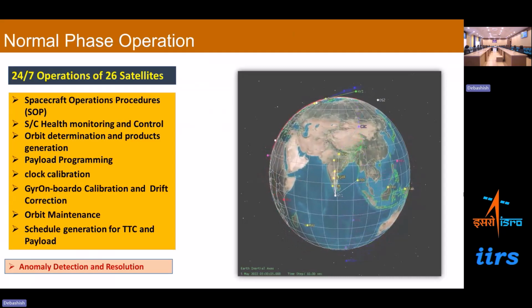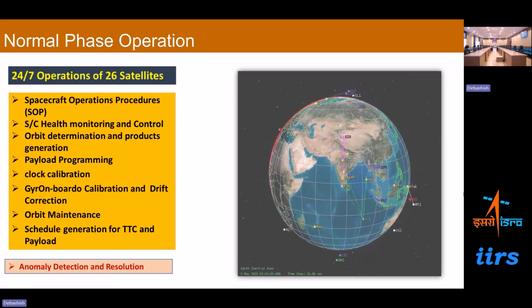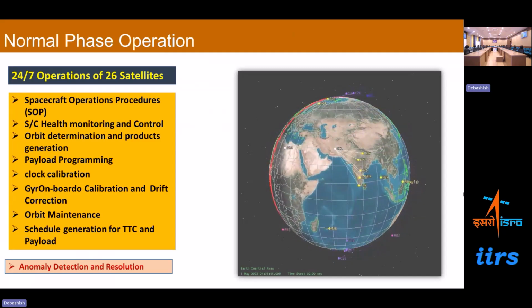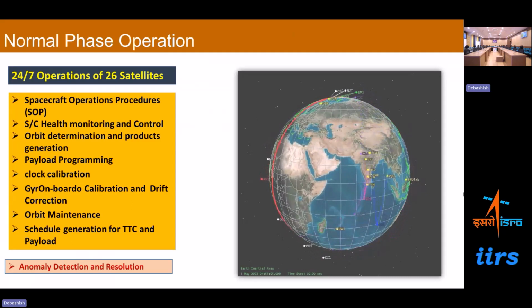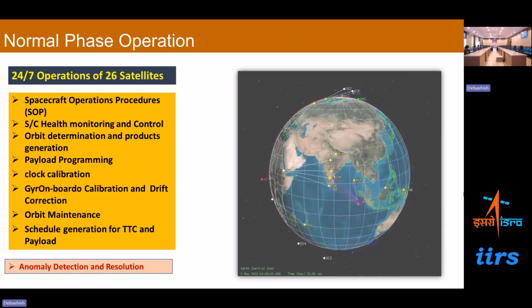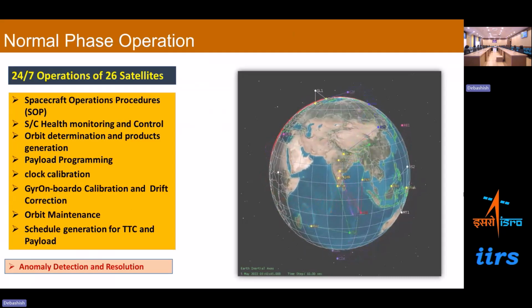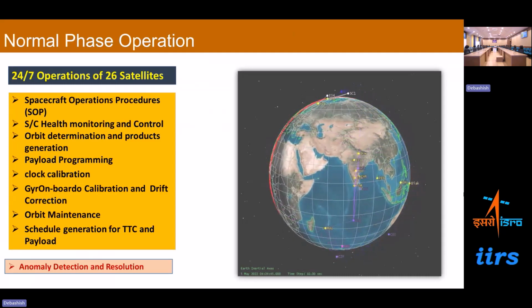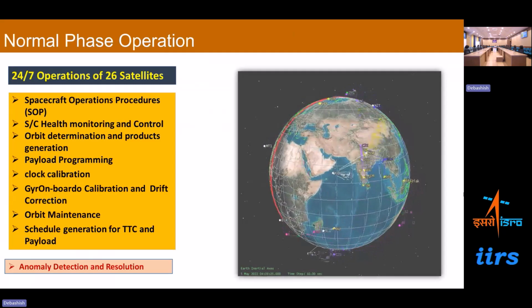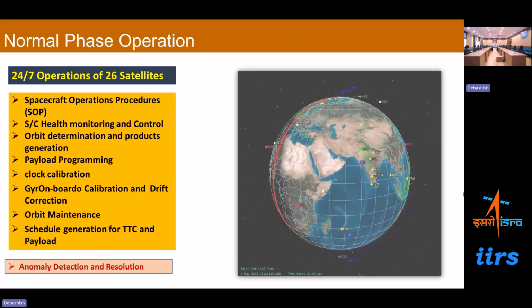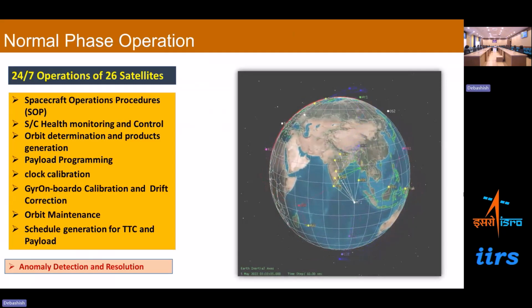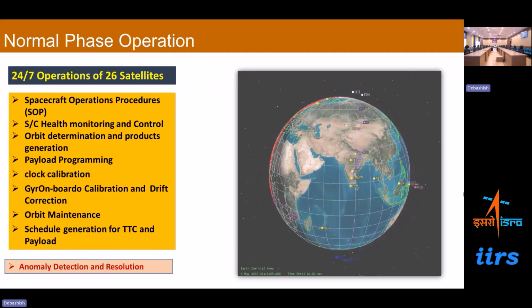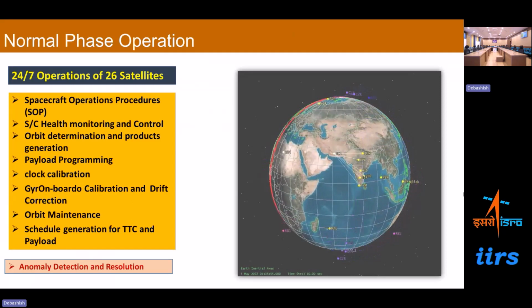So what do we do there? We have spacecraft operation procedures. If you remember my first or second slide, we talked about how we have to make procedures so that the mission objective is satisfied. This is one important part. These procedures will be followed all the time, so that the mission objective is getting satisfied. Then 24/7 spacecraft health monitoring will happen. We do the orbit determination and the product generation. We do the payload programming.